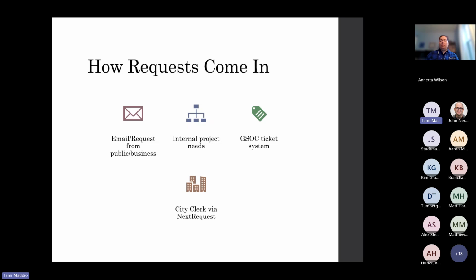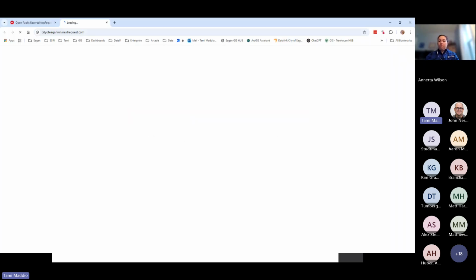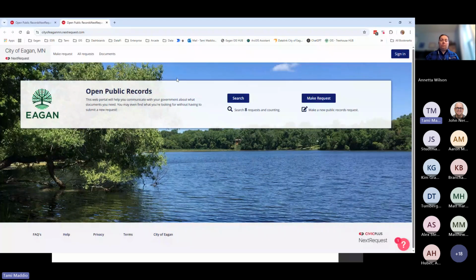And then our city clerk has an application called Next Request, and hopefully I can pull this up real quick here. This is what it looks like on our website, embedded in our website. So this is for any public data requests, and some of our GIS requests come in through that. This is fairly new to us, so not all of them come that way.